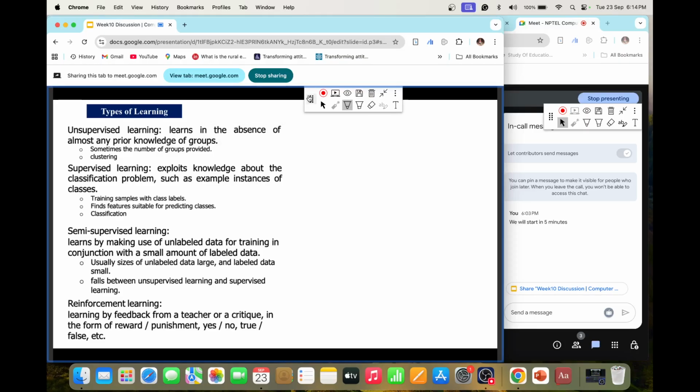Second is types of learning. You may have heard these terms again and again. One is supervised learning, another one is unsupervised learning, and the third important one is reinforcement learning. So what is supervised learning? Supervised learning means exploiting knowledge about the classification problem, such as instances or classes. So supervised learning means you have prior knowledge of that group. For example, a teacher is first teaching you some subjects, and then he is taking your test. So that is supervised learning.